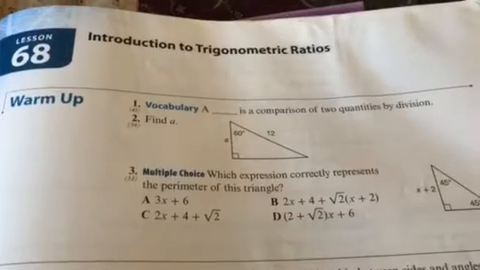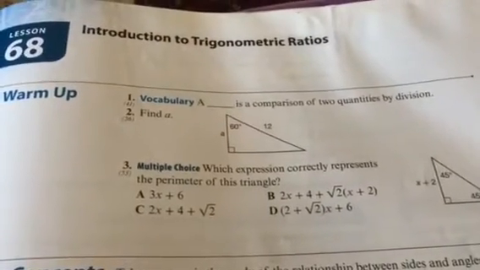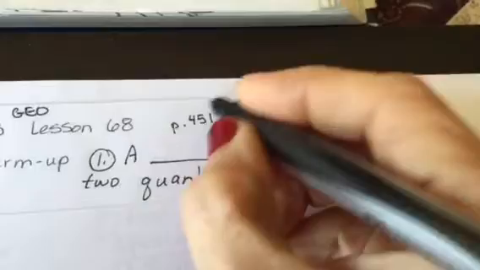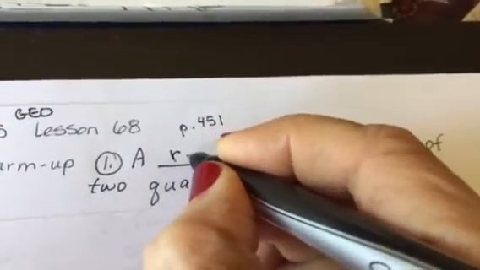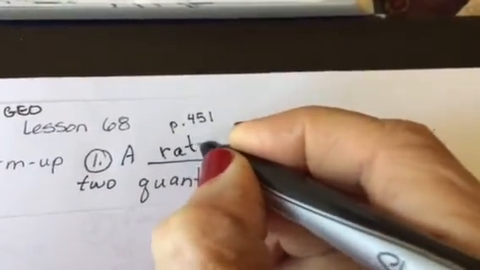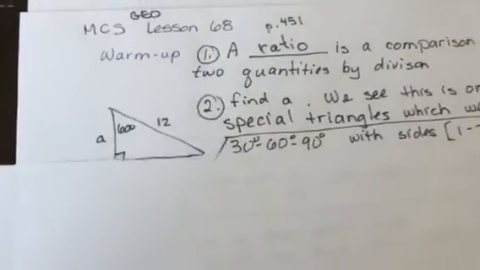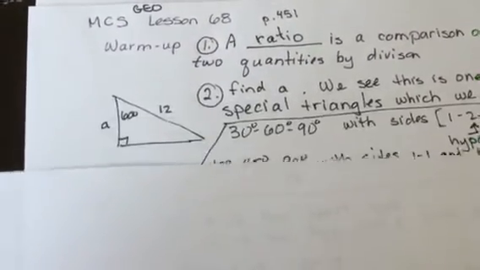Number 1 says vocabulary. A blank is a comparison of two quantities by division. We're going to switch down to the notes, and the answer to that one is a ratio. Number 2, we need to find A.